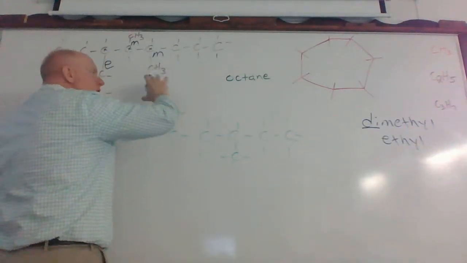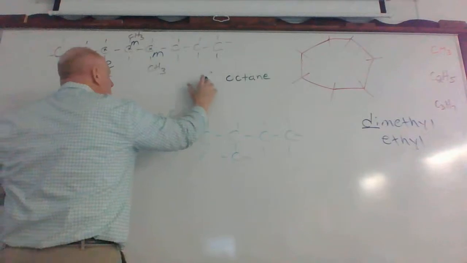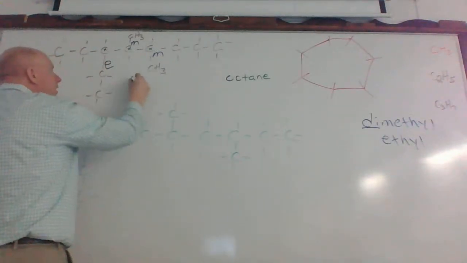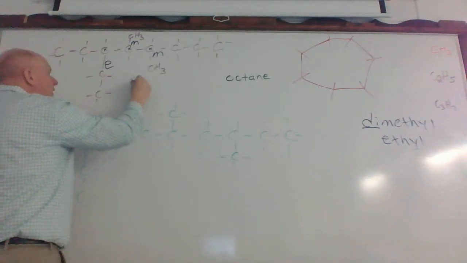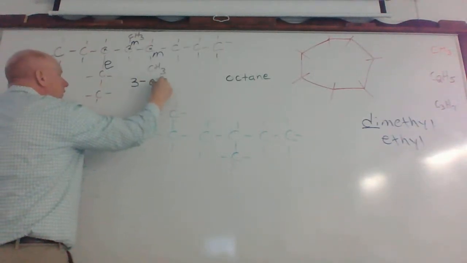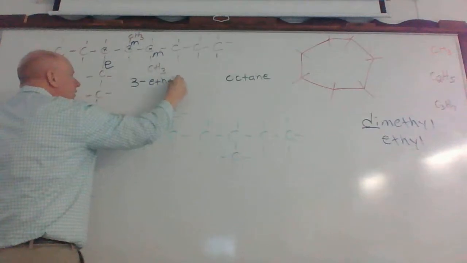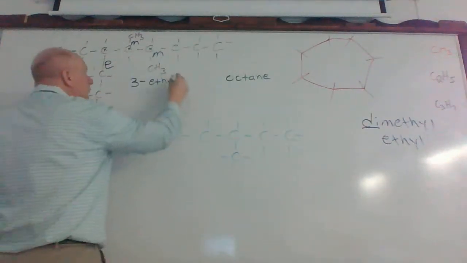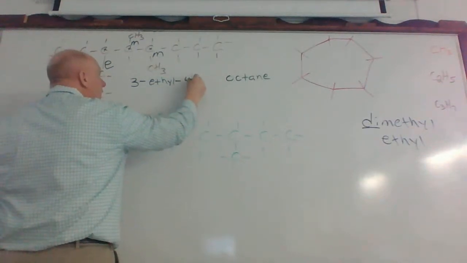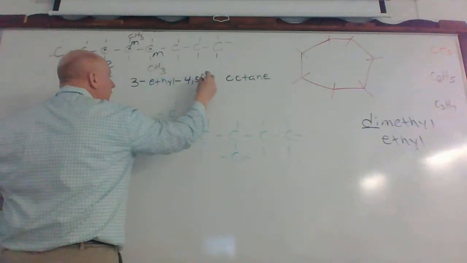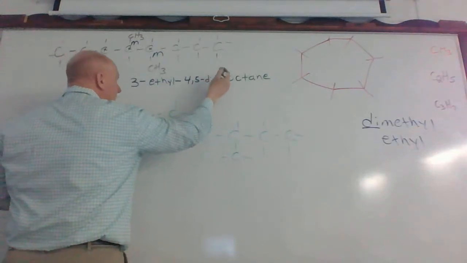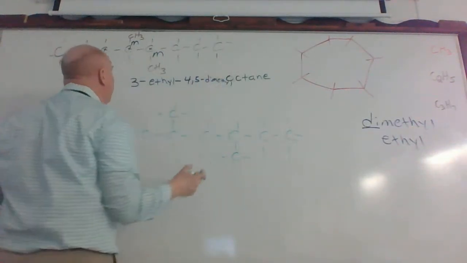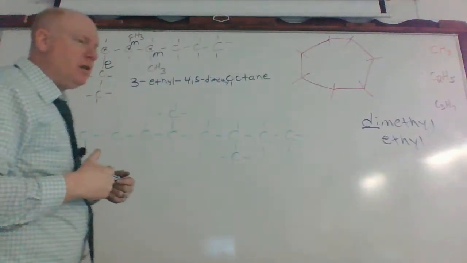Now this is the hard part, trying to establish how much room you actually need. It's always going to be more than what you think, probably. Okay? So we've got 3-ethyl-4,5,6... comma 5... like I said, it's always going to be more than what you think. Dimethyl octane. Okay?